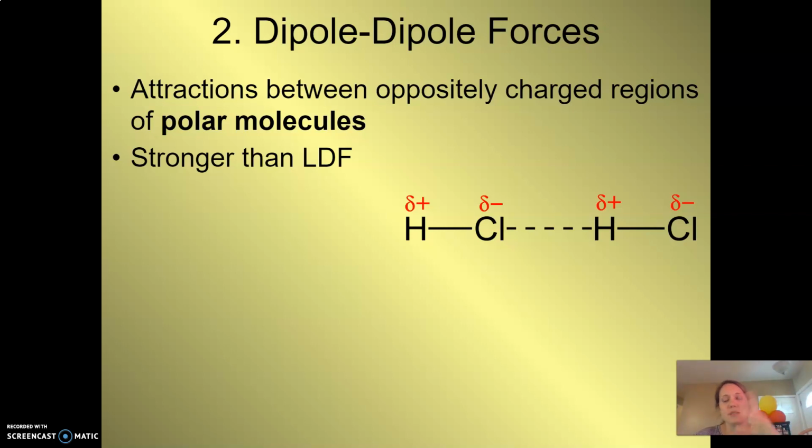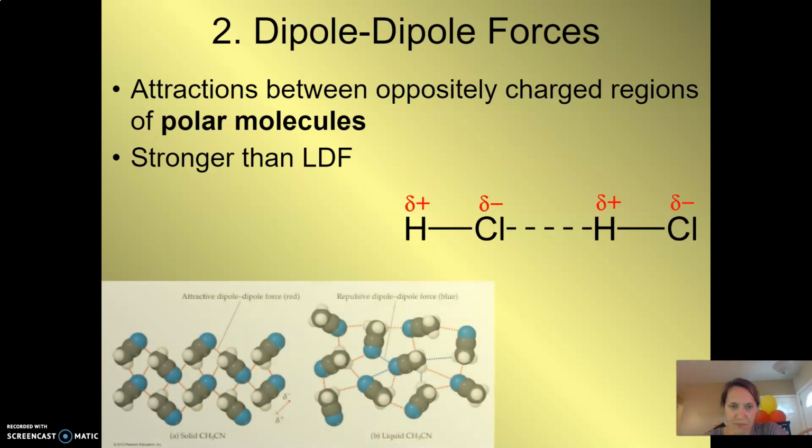In this case, this partially negative and partially positive is a little bit longer period of time, and so dipole-dipole forces tend to be stronger than London dispersion forces because they're more predictable, they're more likely due to electronegativity values, and they're more permanent than London dispersion forces are.